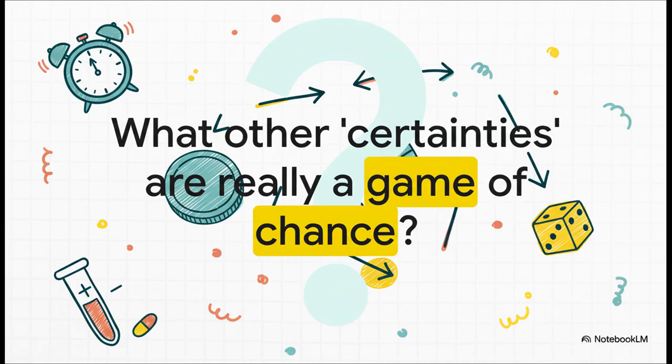And that leaves us with a final thought to chew on. Now that you've seen how easily our intuition can get probability wrong, where else might this be happening? What other things that we kind of take for granted as certainties in our lives are really just a complex and totally fascinating game of chance?